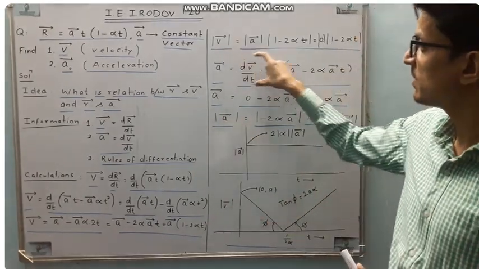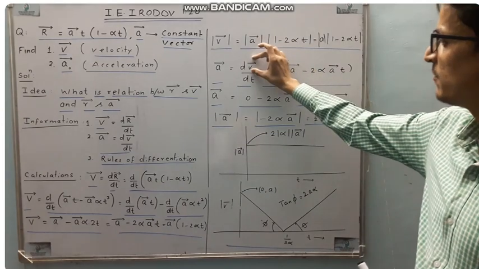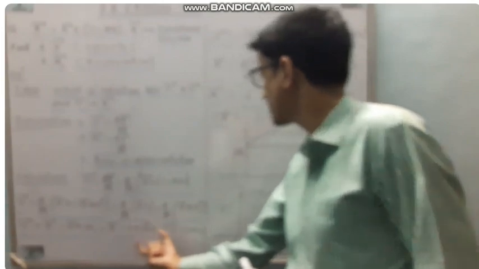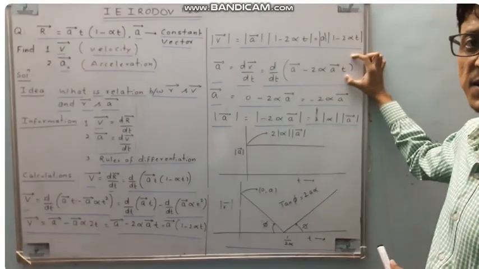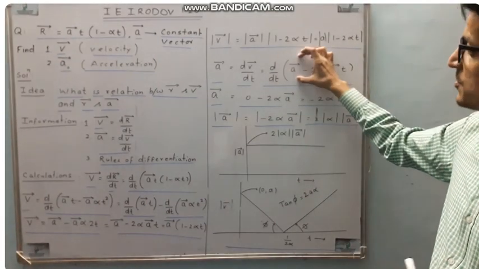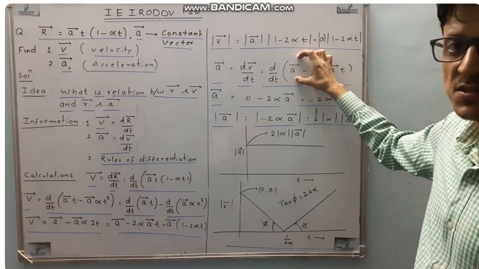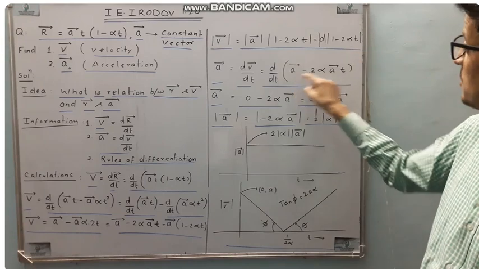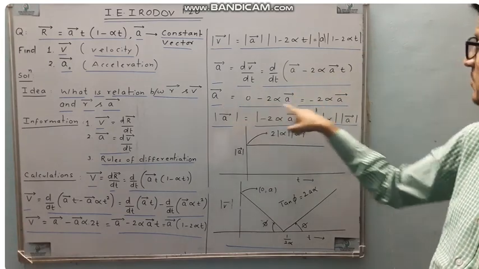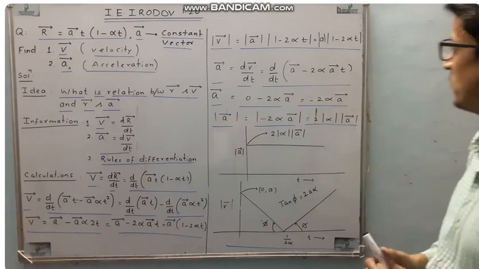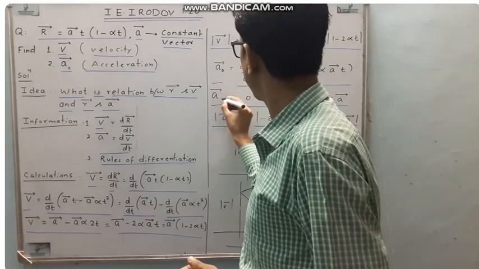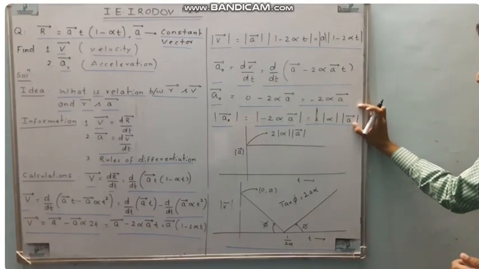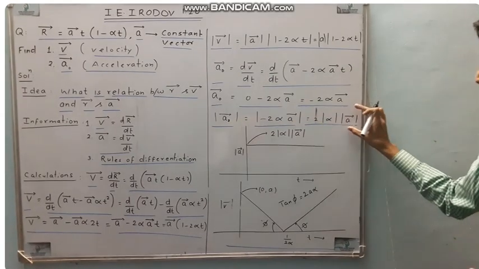Now let's move forward. Vector a is dv by dt. So this is d by dt of vector v, which, as we have calculated, is vector a minus 2 alpha vector a t. So you put it over here. Differentiation of vector a will be 0 because it's a constant. And then we have minus 2 alpha vector a, and differentiation of t is 1. So we have the acceleration vector as minus 2 alpha vector a. Let's represent this by a naught because we have used a for another vector. Now the magnitude of acceleration will be 2 alpha mod a.